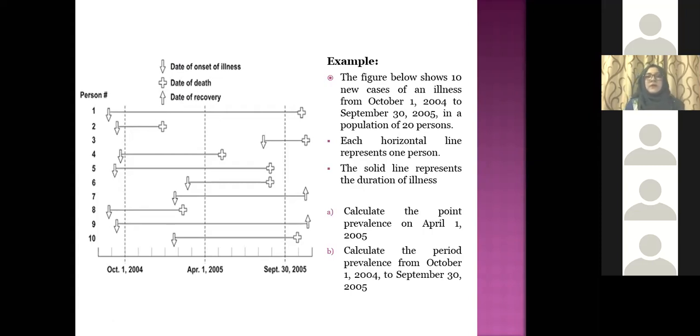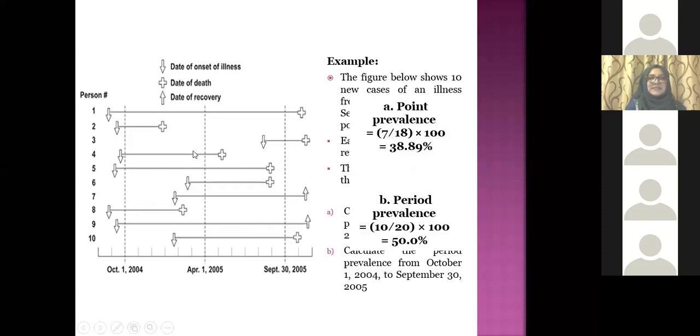You have to calculate the point prevalence on April 1st, 2005. And then you have to calculate the period prevalence from October 1, 2004 to September 30, 2005. For point prevalence, you're going to take the number of current cases and divide it by the population. There are 7 current cases. If you count, 1, 2, 3, 4, 5, 6, and 7.